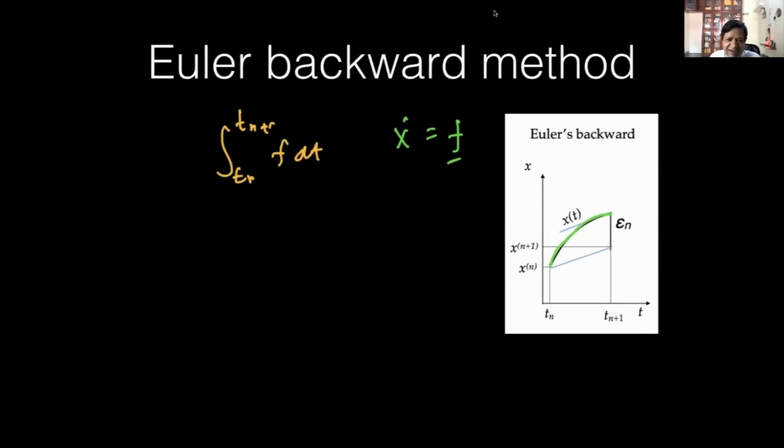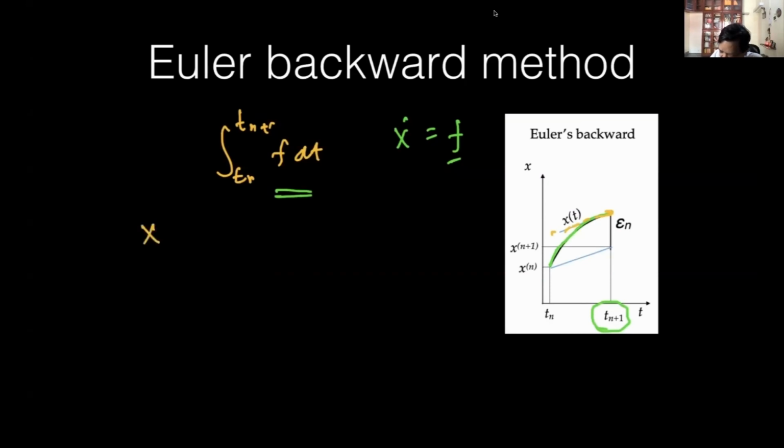Here I do it slightly differently. I want to estimate this one, so I use the slope at tn plus 1. Well, unfortunately, we don't know what the value xn plus 1 is, so it's a bit tricky how to do it. But in any case, suppose I can get to this value xn plus 1, then I can get the slope, and using that, I can determine the function.